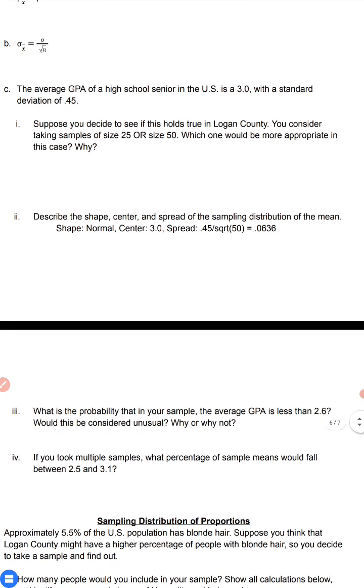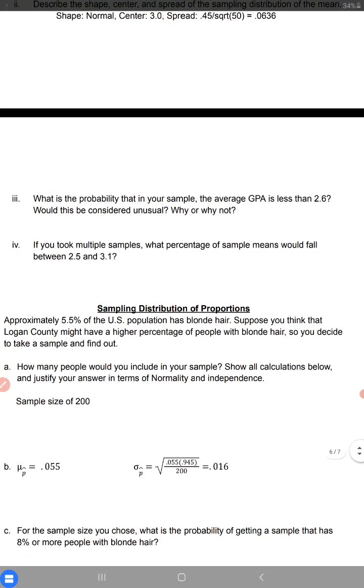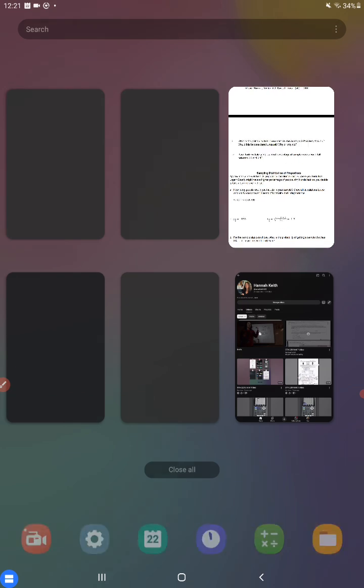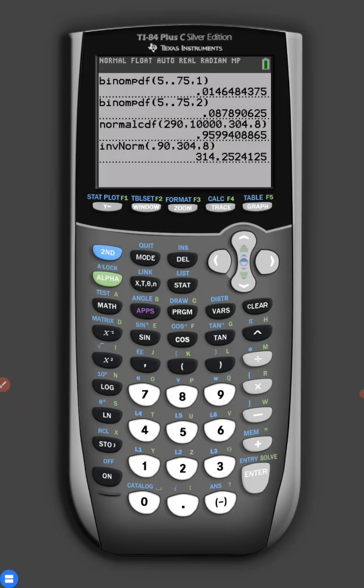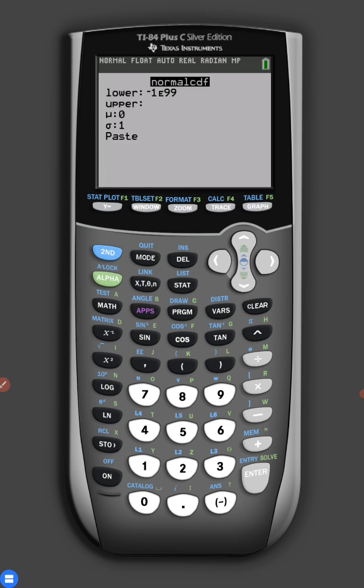All right, so number 3 says, what is the probability that in your sample, the average GPA is less than 2.6? Okay, so this is where we would pull out our calculator. That's not something that I would ask you to do off the top of your head. So let me get that pulled up just quickly here. And we're going to go to normal CDF. And again, we're only able to do that because our sample size was bigger than 30.